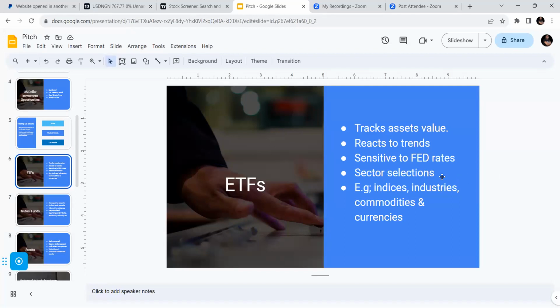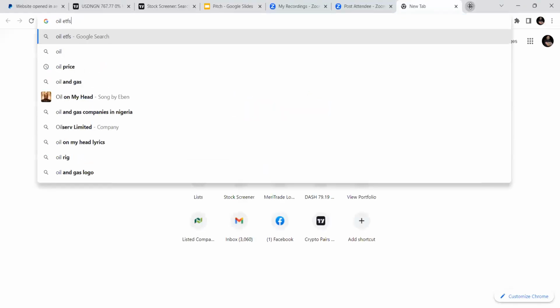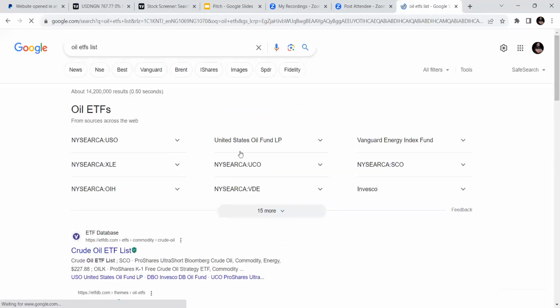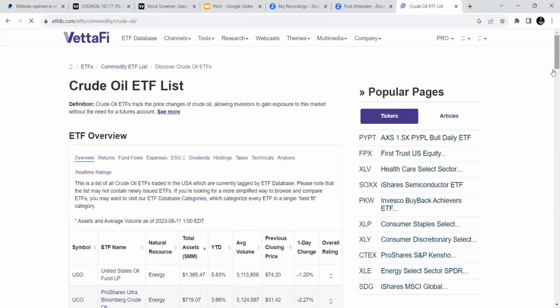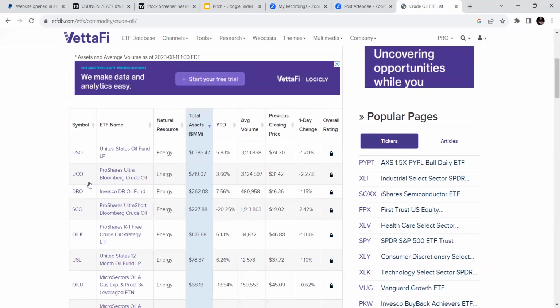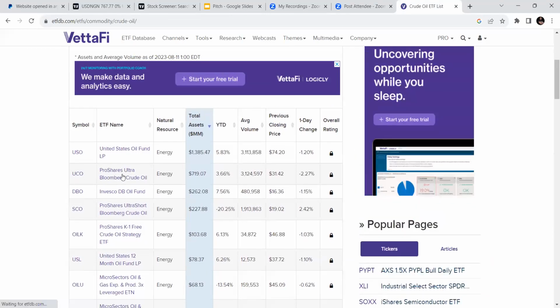Oil is rallying higher. What are we doing now? You can go buy a sector ETF, like an oil sector ETF. So if I go online to search oil ETFs, you can see here, like this USO, Vanguard Energy Index Fund. You can see here the crude oil ETF list. The crude oil ETF list will give you a list of ETFs that track oil. You can see here, like I told you, USO, UCO. These are ETFs that are focused on oil.